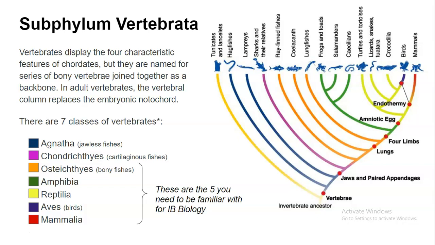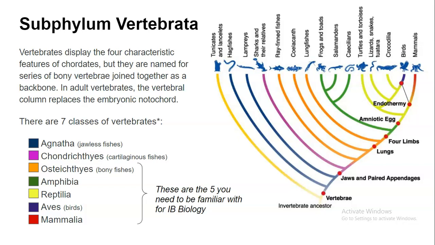There are 7 classes of vertebrates: Agnatha, or the jawless fish; Chondrichthyes, or the cartilaginous fish; Osteichthyes, or the bony fish; Amphibia, Reptilia, Aves, and Mammalia. The 5 that you need to be familiar with are the bony fish, amphibians, reptiles, birds, and mammals.